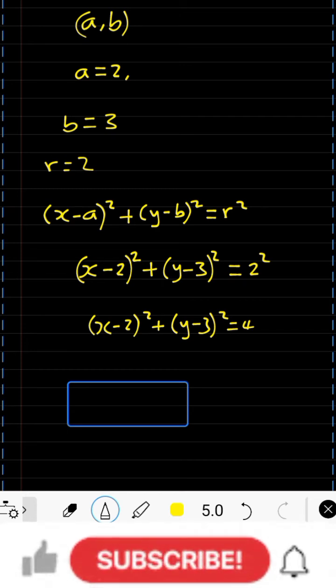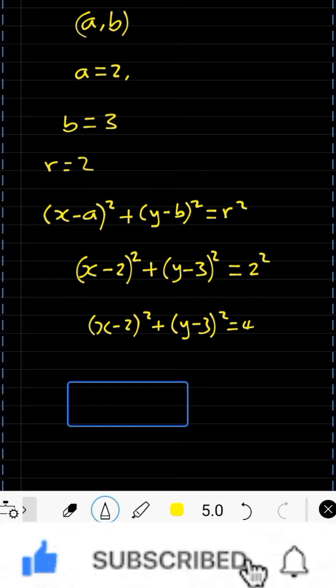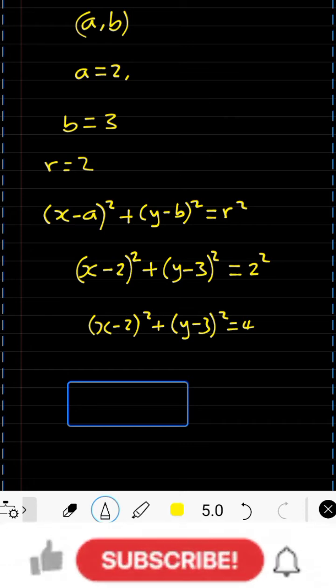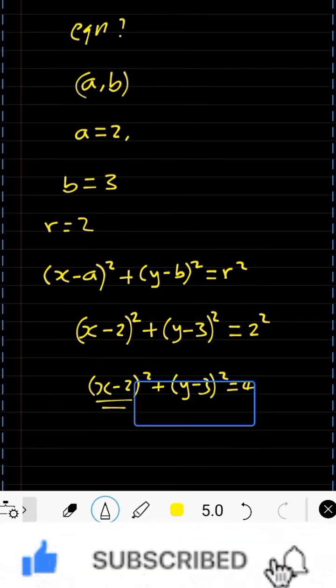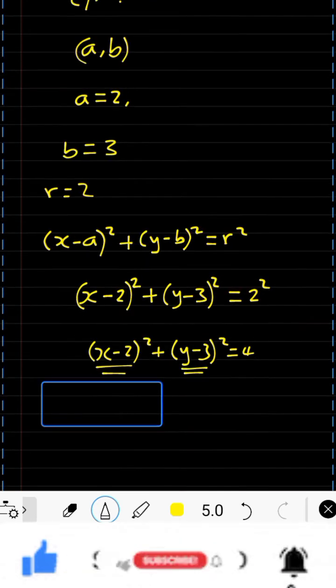And we are asked what is the radius of this circle and what is the coordinate of the center of this circle. What would you say? Are you going to say it is minus 2, minus 3 to be the coordinate of the center? No. Anything you have inside these two brackets, first equate it to 0.